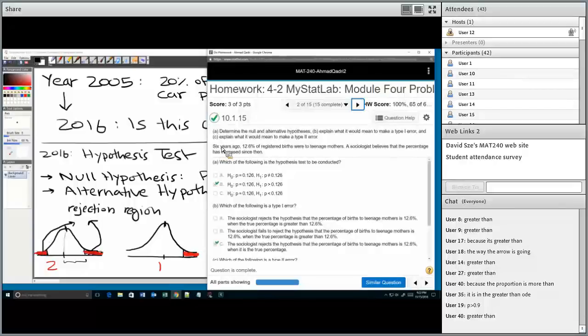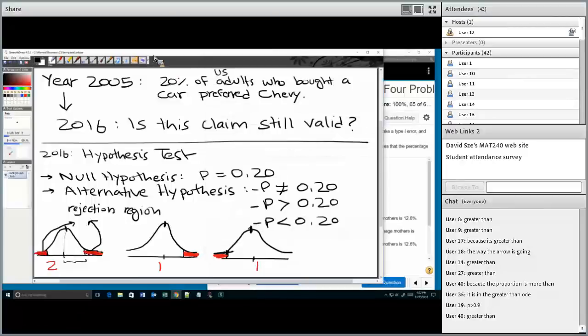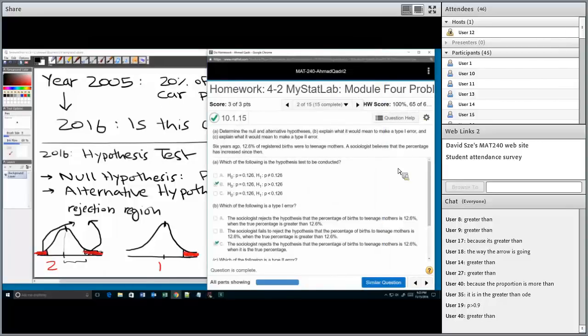Six years ago, so you can see here, these are the words to pick your null hypothesis from. Remember I said the null hypothesis is always based on the past. You've done some study in the past. You found some results from the past that you're now testing. You're testing the claims made in the past. So the null hypothesis almost always comes from a study that was done in the past.